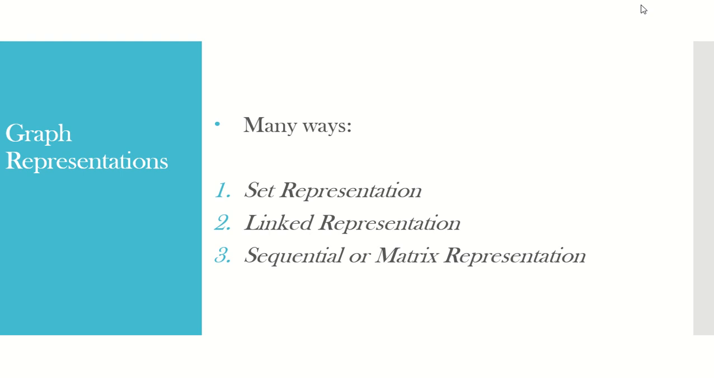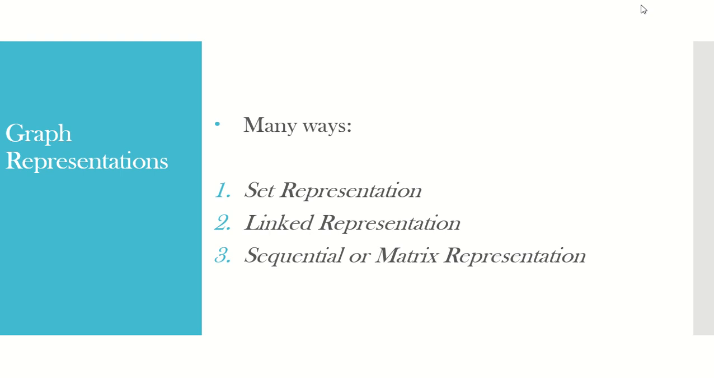We will have two sets to represent a graph. The first set will be the set of all vertices and the second set will be the set of all edges. So that is the first way of representing a graph. You can express the graph in two different sets, the first set being the set of all vertices and the second set being the set of all edges.